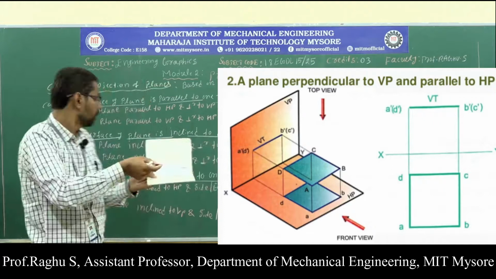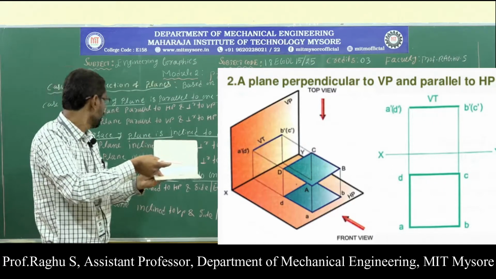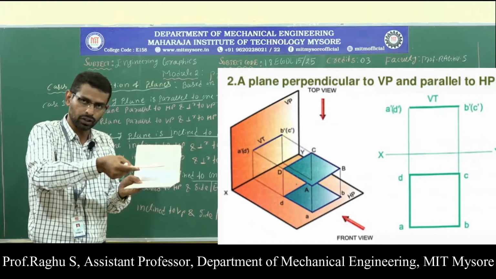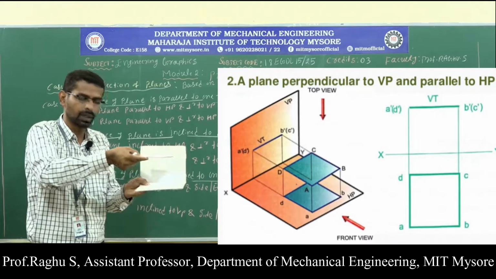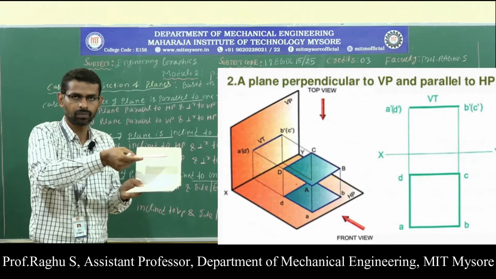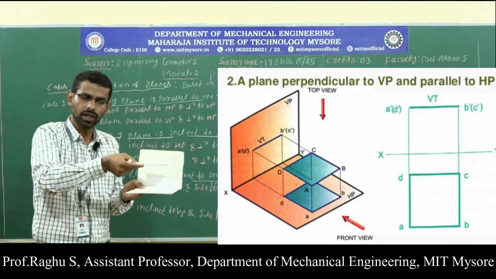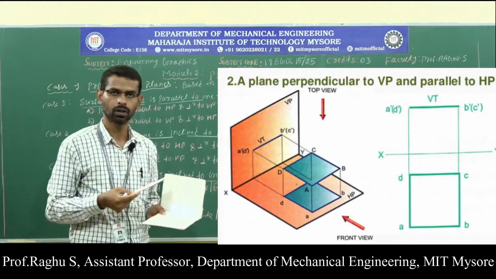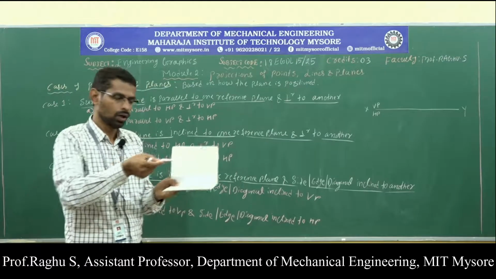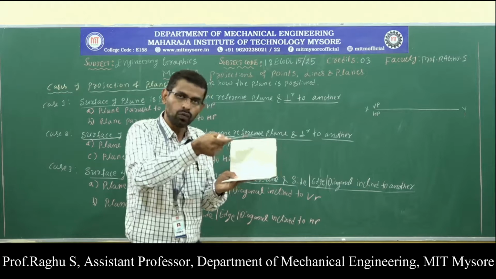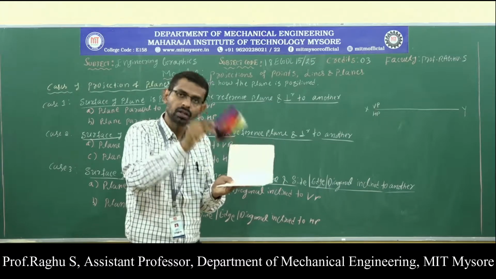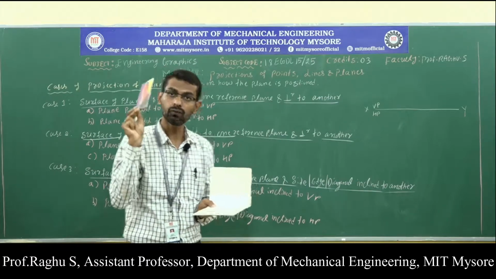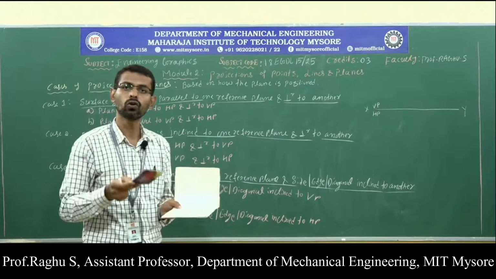Now the first position: surface plane parallel to HP and perpendicular to VP. In this position, I am supposed to write the top view and front view. Now the solution is like this. Always draw first the view in which the true shape appears.